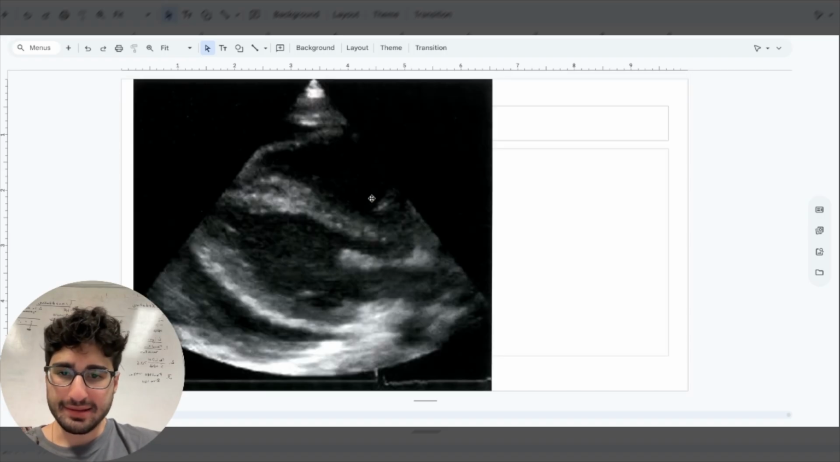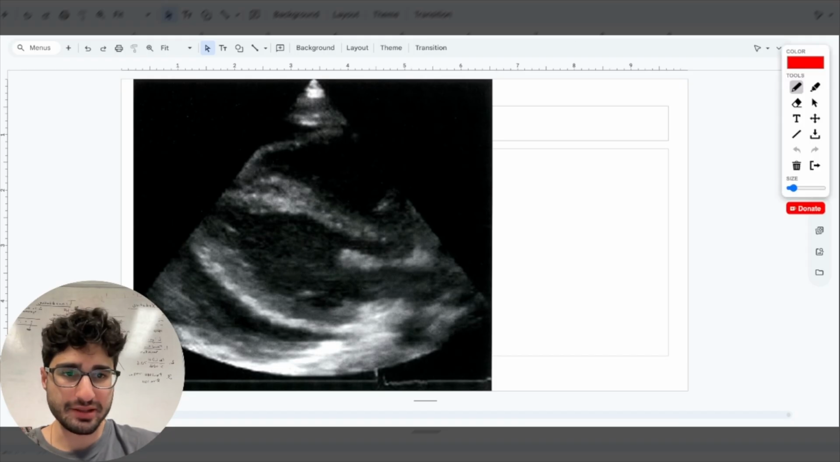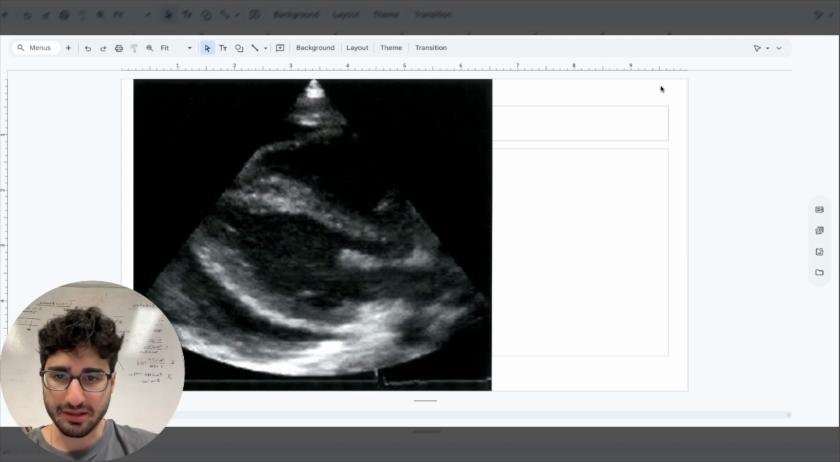And if you take a look at an echo of a patient with pericarditis, we can see over here that there's some effusion going on. So this is going to be some effusion, and here there's also some effusion. So this is going to be another feature that you can look for diagnosing pericarditis.